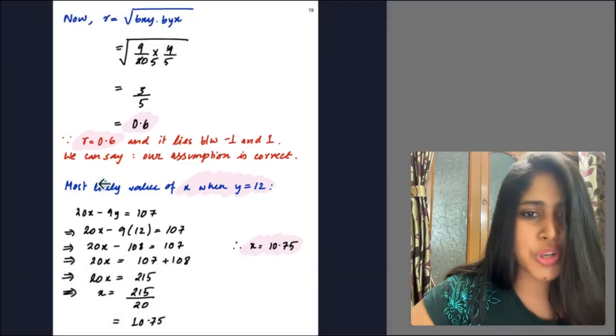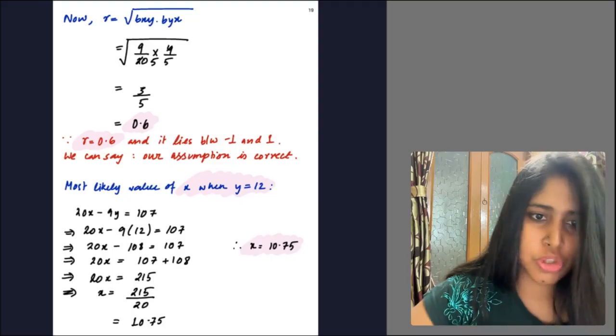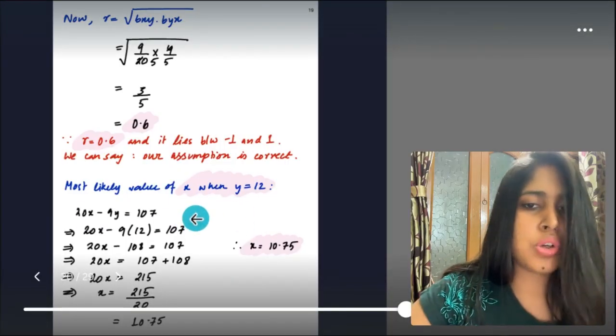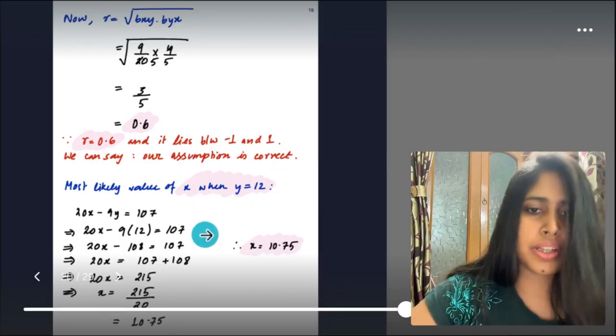Now r is equal to 0.6 and it lies between minus 1 and 1. So we can say that our assumption is perfectly correct this time. Now we need to find the most likely value of x when y is equal to 12. So y is given and x is to be predicted.